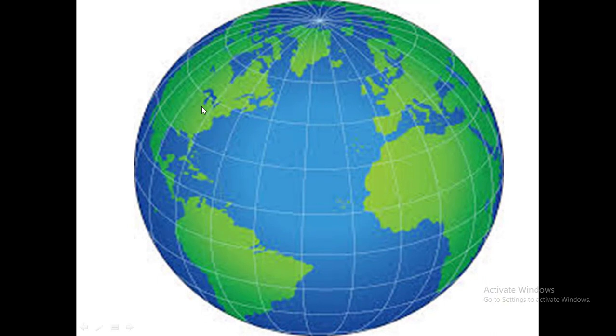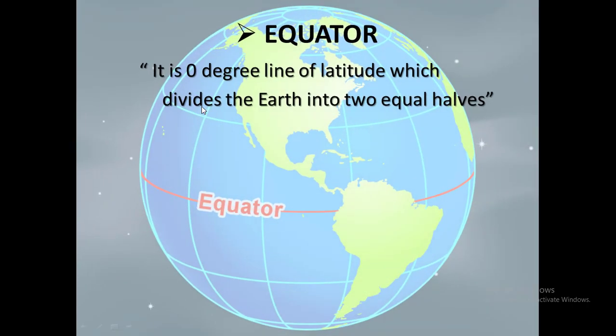Dear students, look at this picture of earth. In this picture, you can see a red line that is running in the center of the diagram. Yes, this line is called equator. Equator is a 0-degree line of latitude which divides the earth into two equal halves.